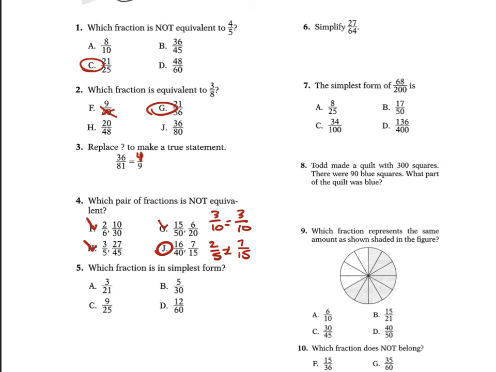For 5, it asks which fraction is in simplest form. For A, we have 3 over 21. That's not right because that's 1 over 7. For B, we have 5 over 30. No, because that's 1/6. For C, we have 9 over 25. Yes.